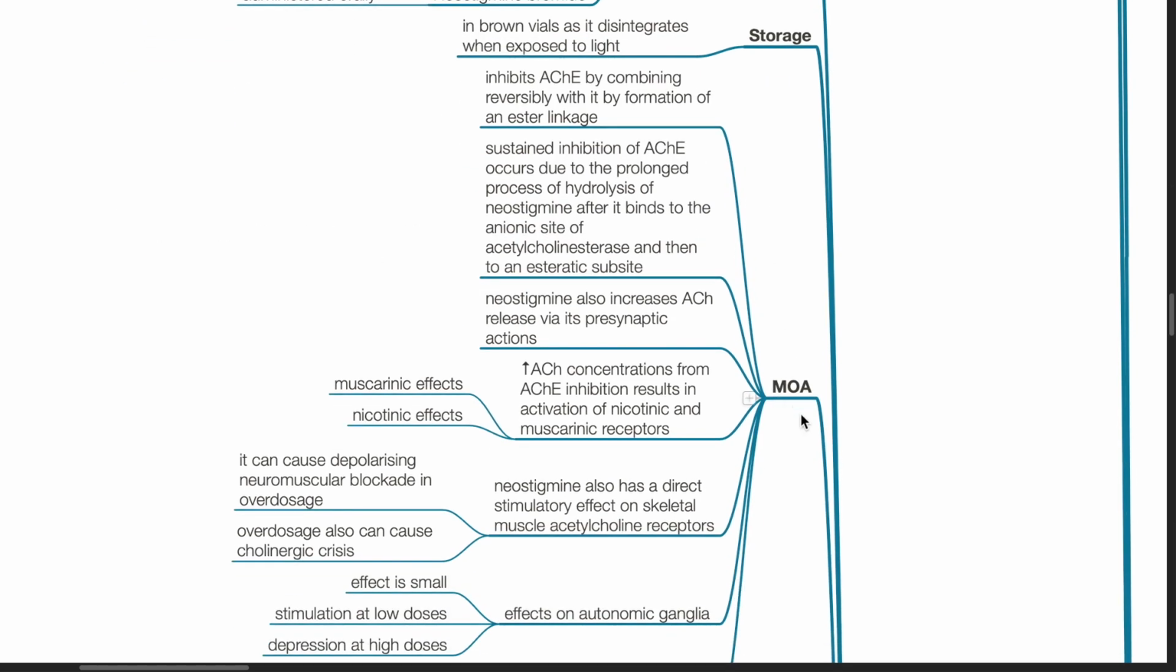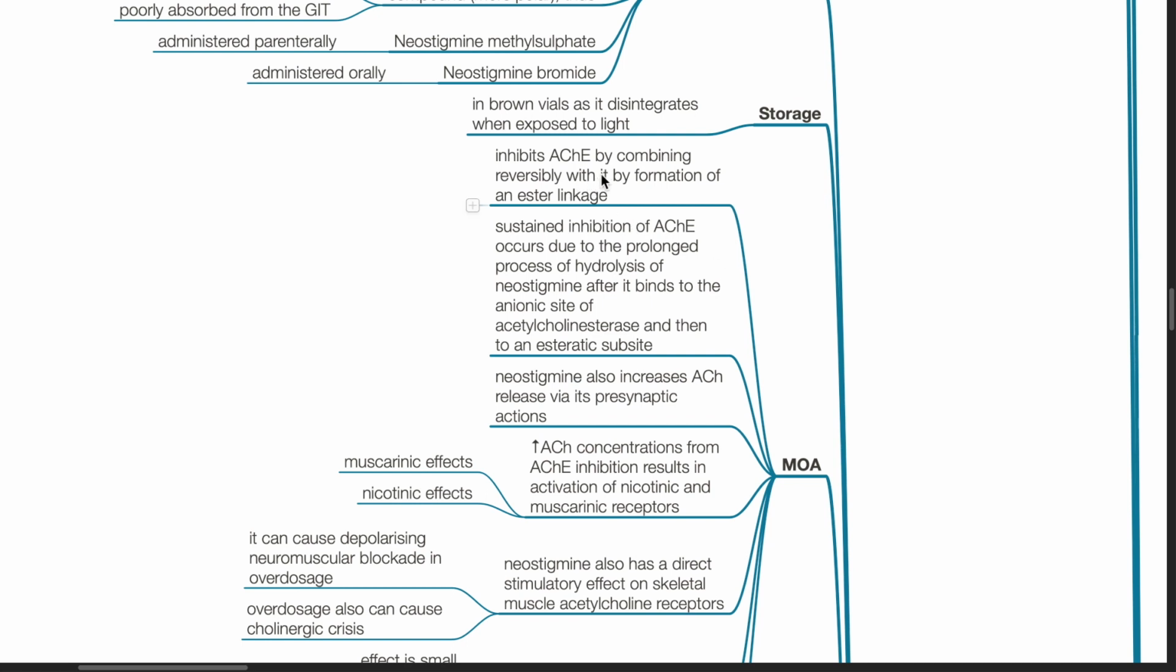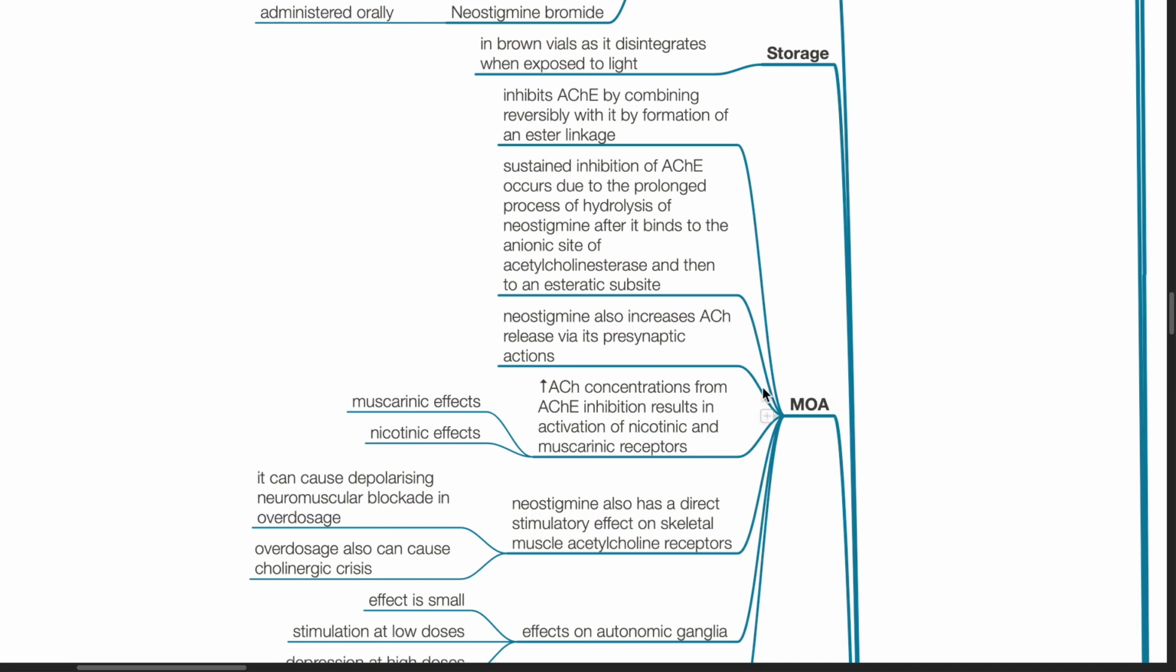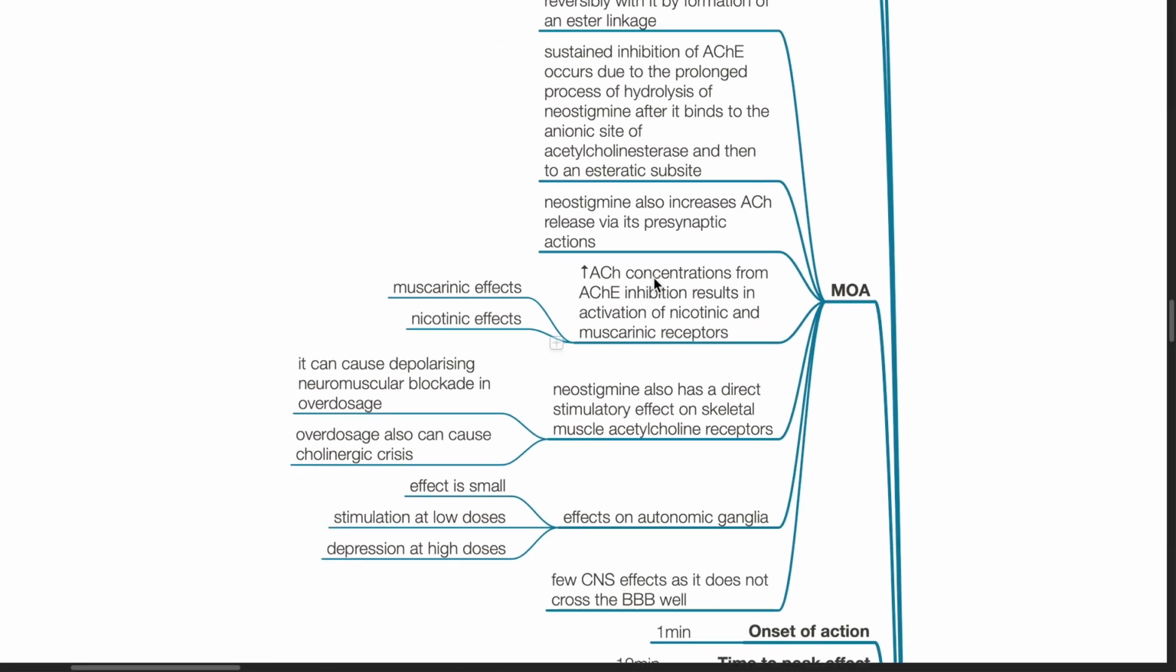Mechanism of action. It inhibits acetylcholinesterase by combining reversibly with it by formation of an ester linkage. Sustained inhibition of acetylcholinesterase occurs due to the prolonged process of hydrolysis of neostigmine after it binds to the anionic site of acetylcholinesterase and then to an esteratic subsite. Neostigmine also increases acetylcholine release via its presynaptic actions. Increased acetylcholine concentrations from acetylcholinesterase inhibition result in activation of nicotinic and muscarinic receptors, resulting in muscarinic and nicotinic effects, which are discussed earlier.